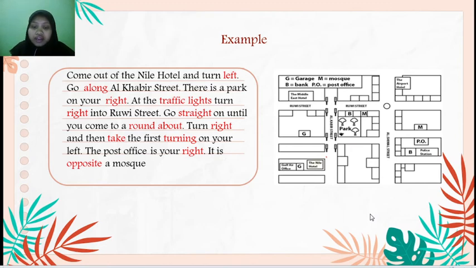And the directions used in that paragraph are turn left, go along, on your right, at the traffic lights turn right, go straight, roundabout, turn right again, and take the first turning on your left, is on your right, and it is opposite.